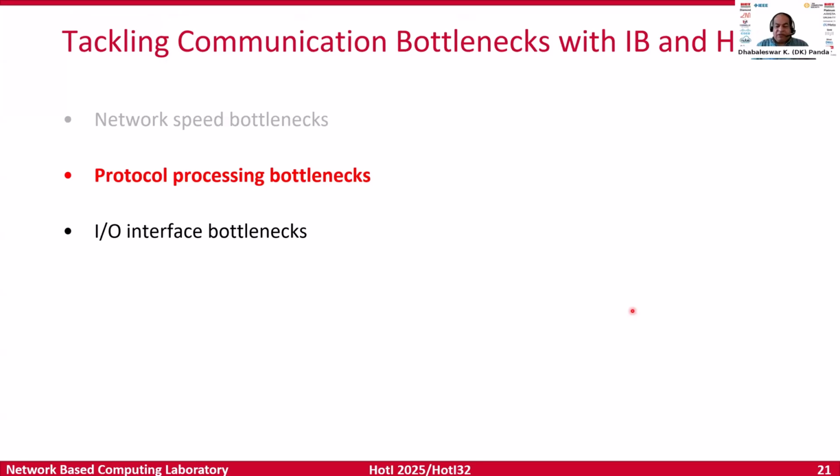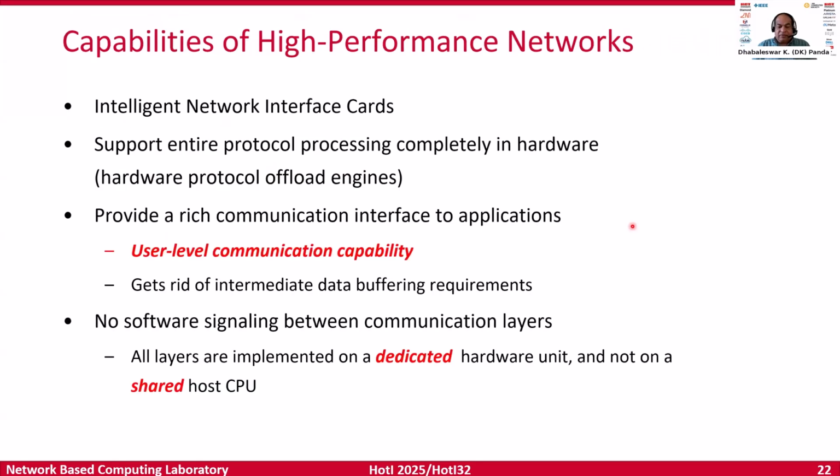Okay. So let's move to the next one, which is the protocol processing bottlenecks. The idea came as modern networks started evolving: if you put more functionality on the network, and this was actually very early days. Nowadays we call them smart NICs, but people used to call them intelligent network interface cards.